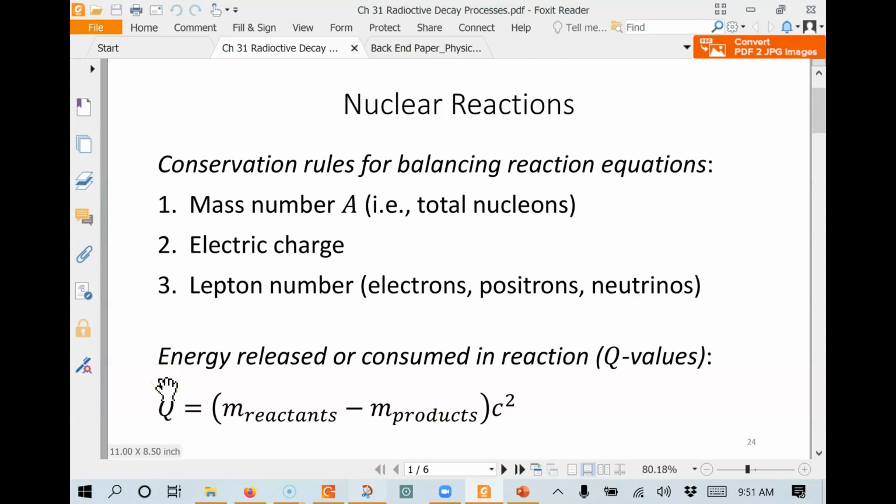On the other hand, if you get a negative value of Q, you're going to have a larger amount of mass in the reactants than you did in the products. That means that it takes energy to make the products which have more mass. Now, for a spontaneous reaction like this radioactive decay, you're always going to have a positive Q value because it's spontaneously reacting to release energy.